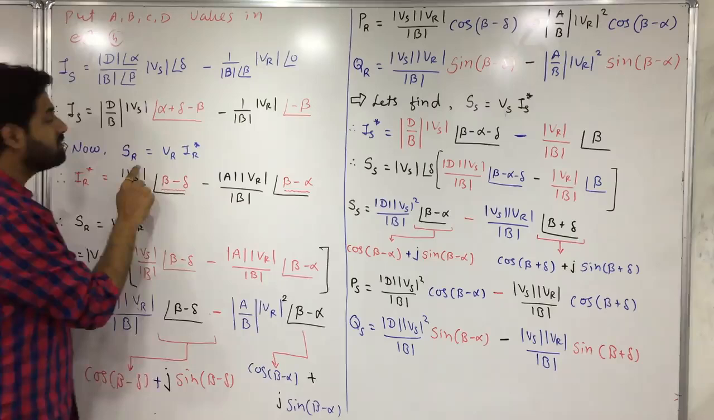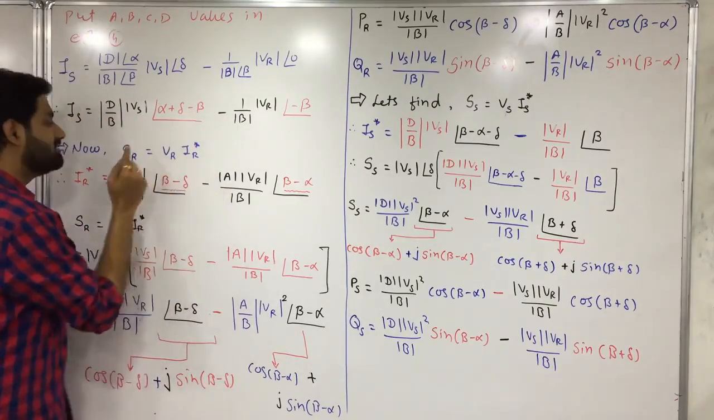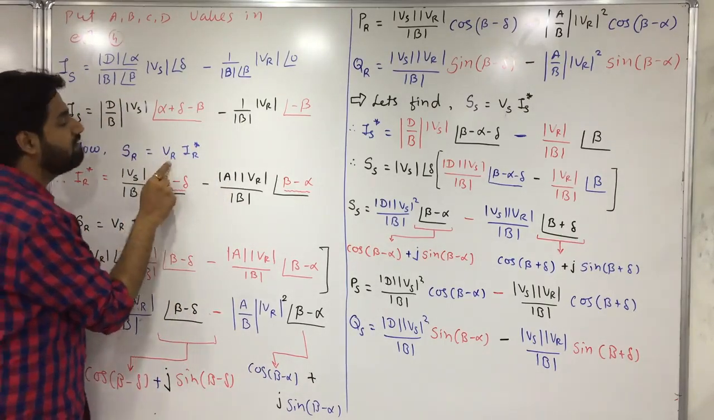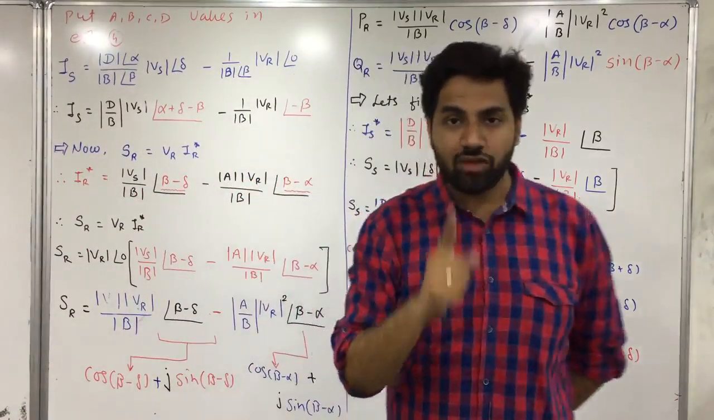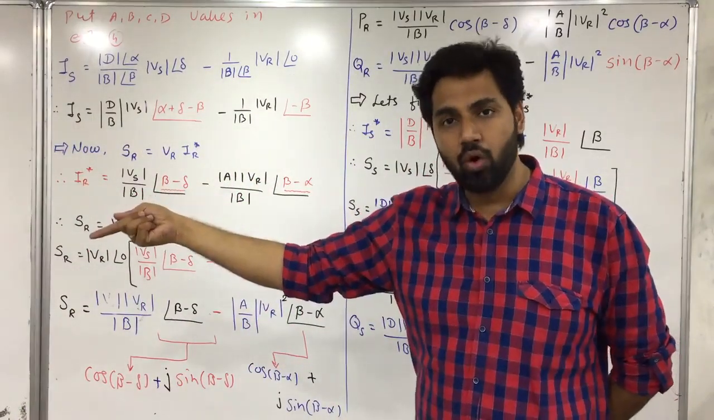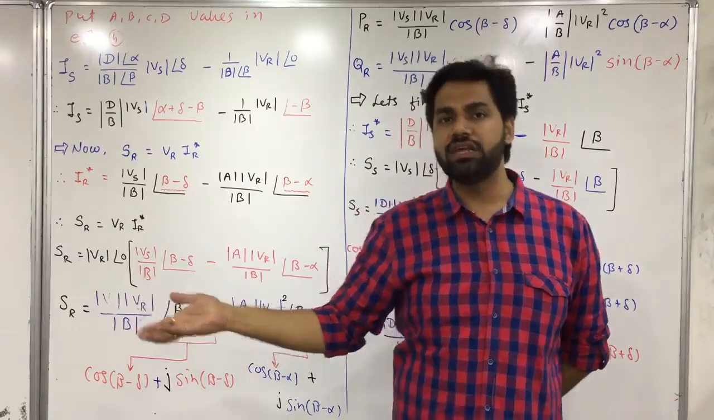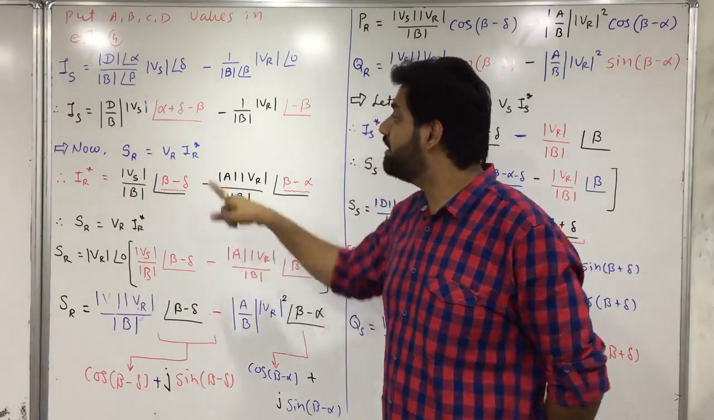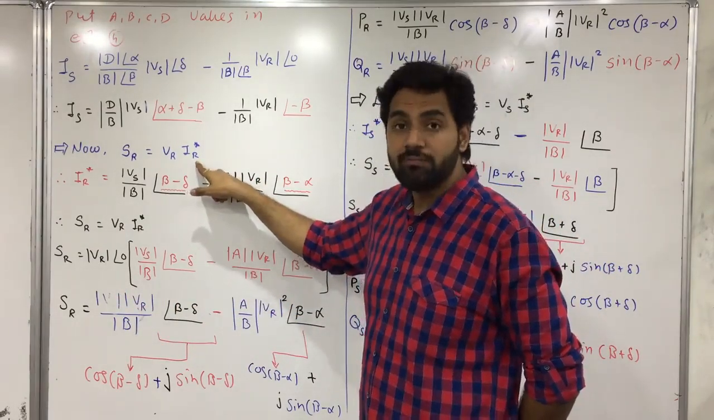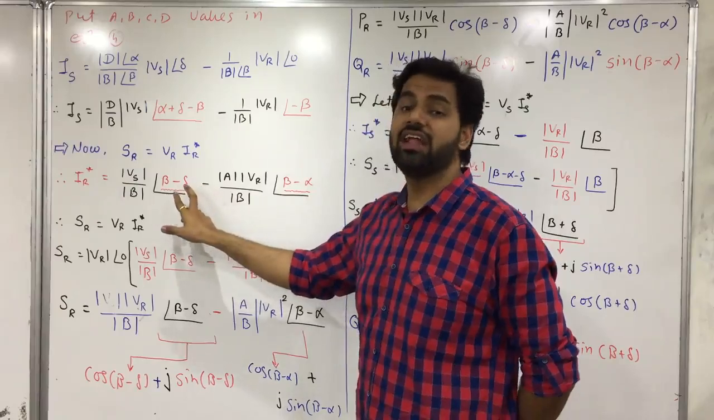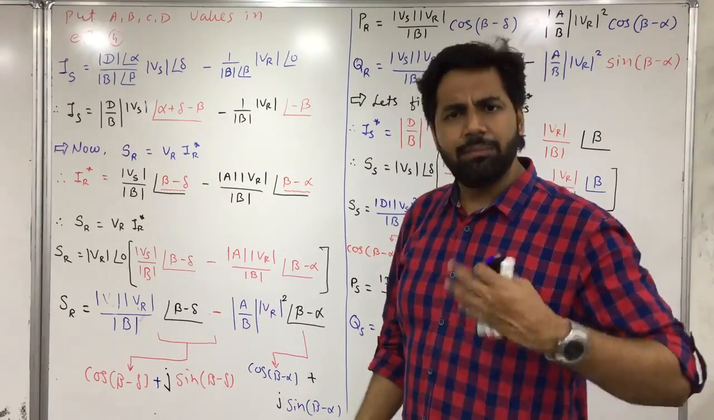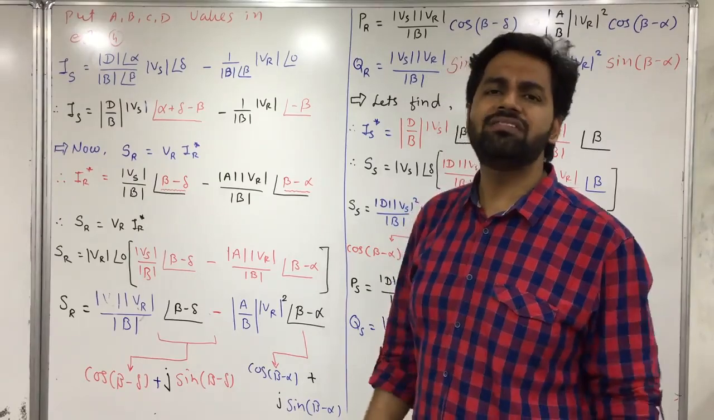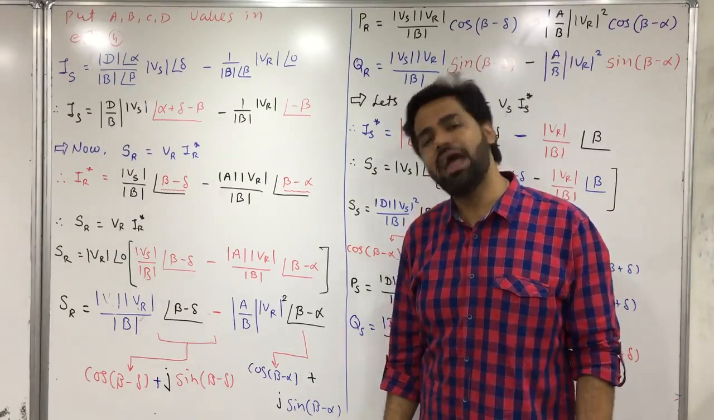So the receiving end complex power is given by VR into IR conjugate. Now we have already got the equation of IR in the previous board. In the previous video you have seen it. So when I go for IR conjugate, I'll just be taking the negative of the angle. What is the meaning of conjugate? If you have 3 plus j4, the conjugate of it is 3 minus j4.